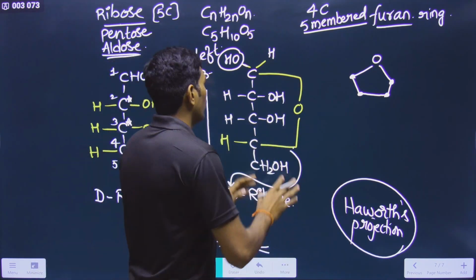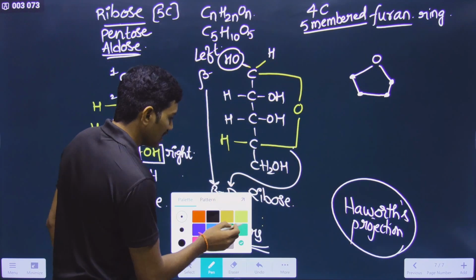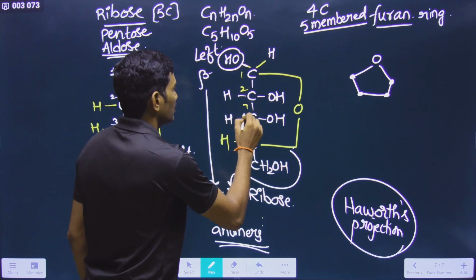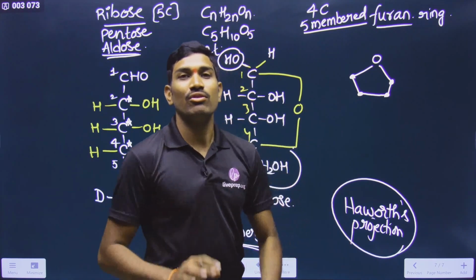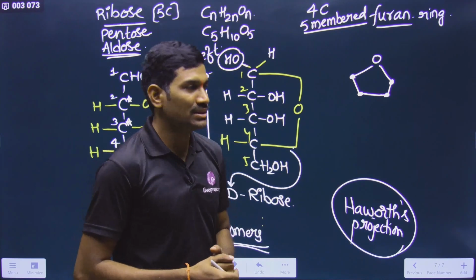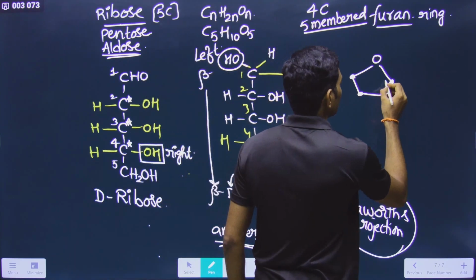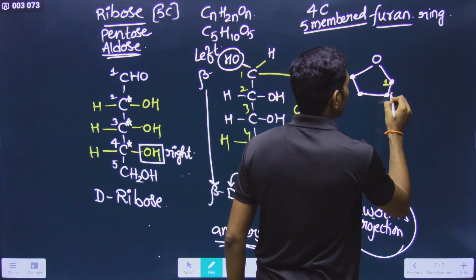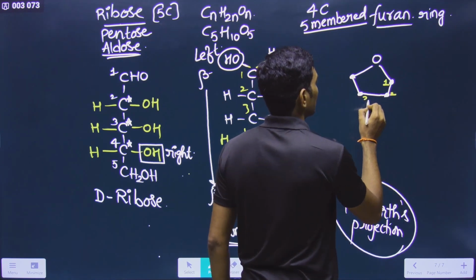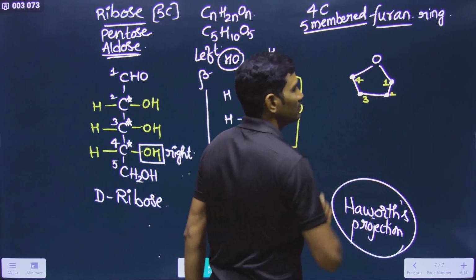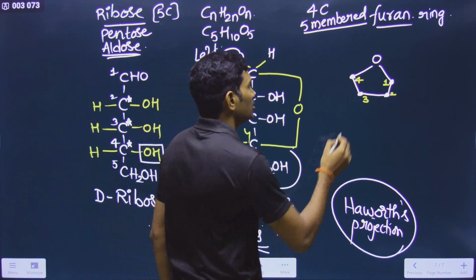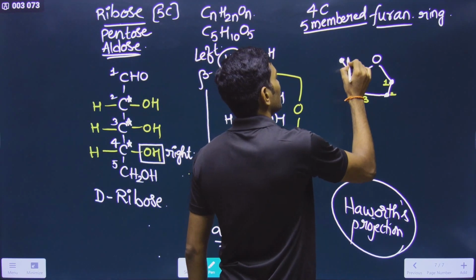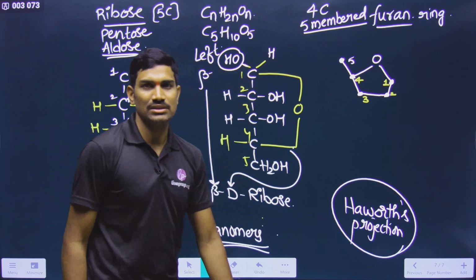Clear? Now, but here total how many carbons are there? 5 carbons are there. 1, 2, 3, 4, 5 carbons. But inside the ring, only 4 carbons are there. Then how will you represent this? Here we are representing this as the first carbon, the second carbon, the third carbon, the fourth carbon. Then where will we represent the fifth carbon? The fifth carbon is projected from this, and this is how the fifth one is represented.